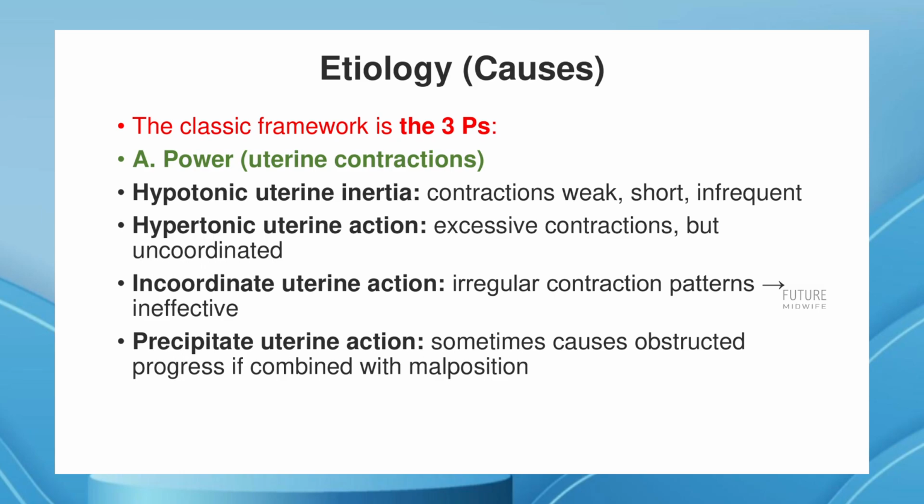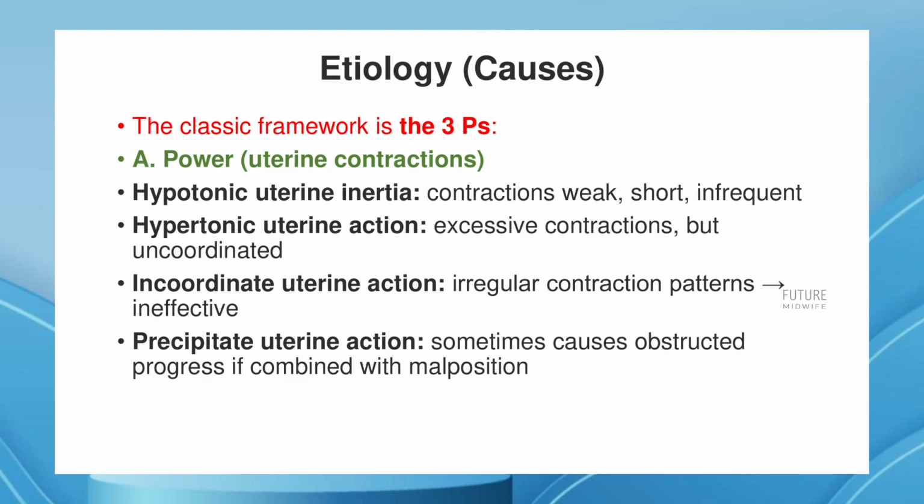Next, I will explain the etiology of prolonged labor. The etiology of prolonged labor can be defined on the basis of the classic framework of 3 P's. The 3 P's are power, passage and passenger. First, we will see the causes of power. The first one is hypotonic uterine inertia. Second is hypertonic uterine action. Third is incoordinate uterine action. And the last one is precipitate uterine action.